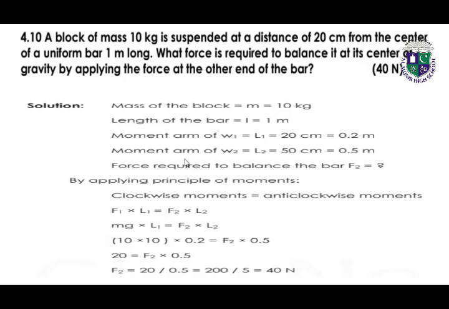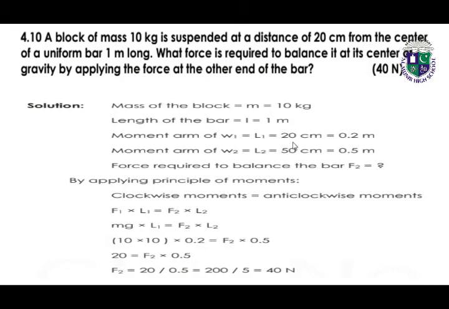Last, we have the numerical number 4.10. A block of 10 kg is suspended at a distance of 20 centimeter. So mass is given. Mass of the block is 10 kg. Length of the bar is 1 meter. From the center of a uniform bar, 1 meter long. What force is required to balance it at its center of gravity? By applying the force at the other end of the bar.